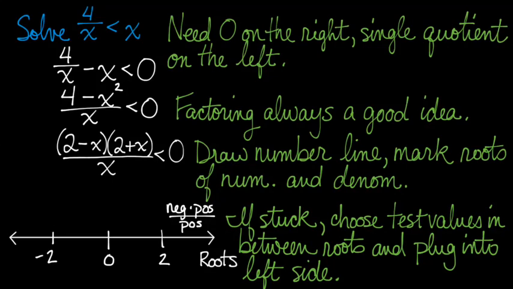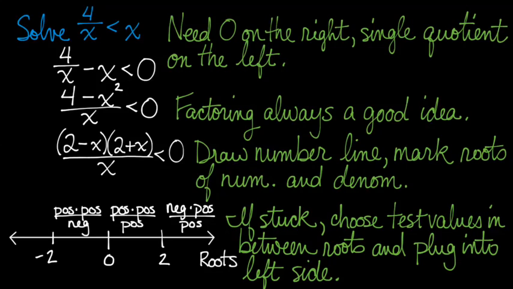3, 4, 5, 6, all the numbers bigger than 2. 2 minus x will always be negative on that whole section, but the other 2 factors will be positive. And so what I get is negative times positive over positive, which overall is negative. In between 0 and 2, I can tell that all 3 factors, all 3 pieces are going to be positive, so my overall result is positive.